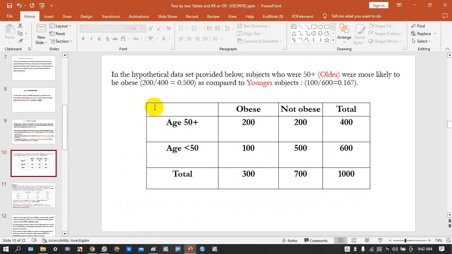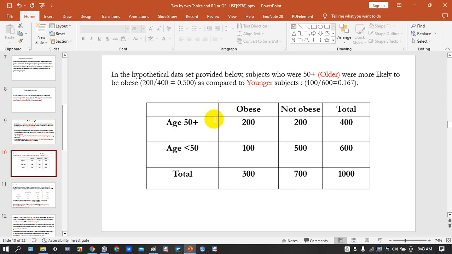So let's see, in a hypothetical data set provided below, subjects who were 50 plus were more likely to be obese as compared to younger subjects. So we want to establish whether age is associated with what? Obesity, and also whether age is associated with cardiovascular disease. So let's see, we have developed a stratum. We have stratified the analysis.